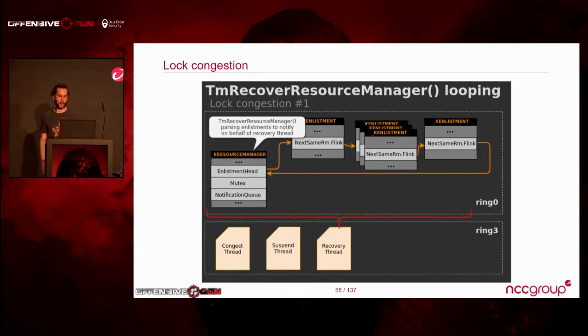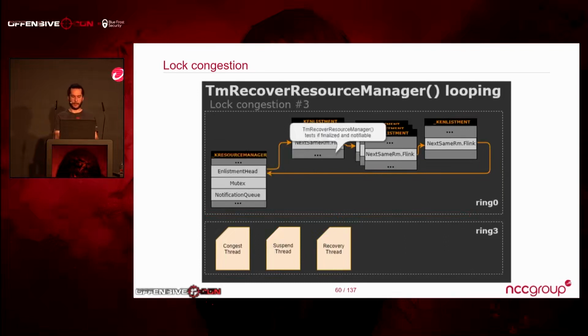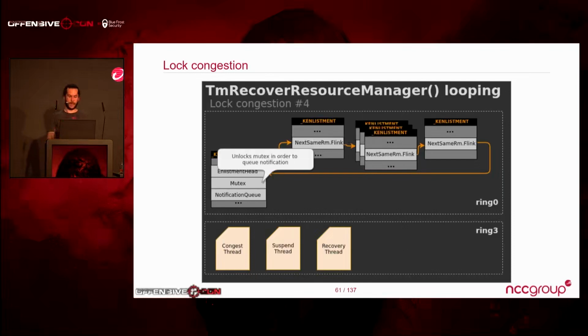I have a few animations to show you how it works, because there are different threads. We're on this loop, TmRecoverResourceManager, which is passing through this enlistment list on behalf of the recovery thread. At the beginning of the function, it's going to lock this mutex. It's going to test if the current enlistment we're parsing in this list is finalized and notifiable. And it's going to start queuing notification. Just before doing that, it's going to relock the mutex.